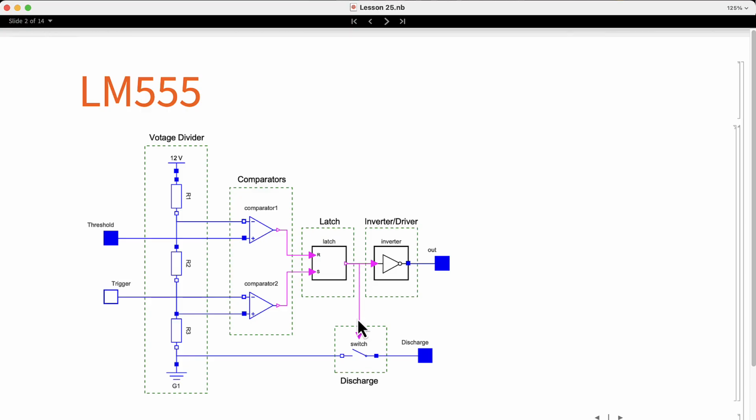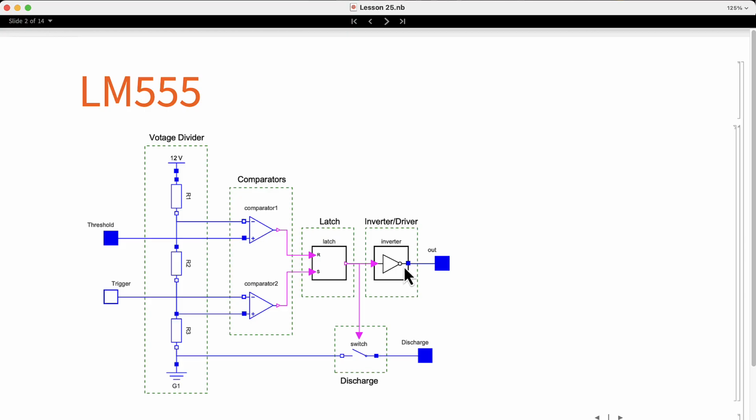This signal is connected to a switch. When the latch output is a logic 1, the switch is open, and when the output is a logic 0, the switch closes. The last subcircuit is an inverter and driver. The purpose of this circuit is to invert the output of the latch. If it is a logic 1, then it will return a logic 0 and vice versa. At the same time, it produces a signal capable of delivering more current.